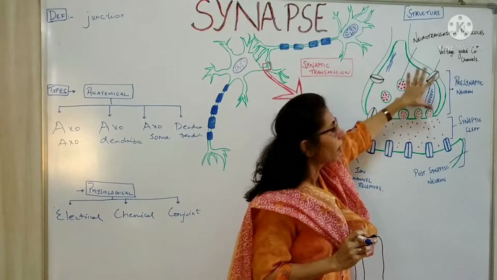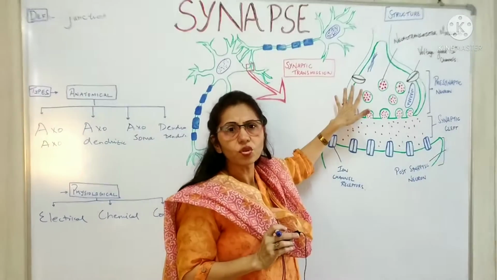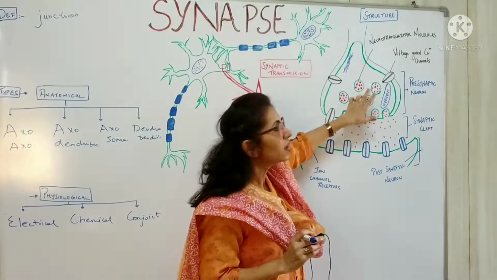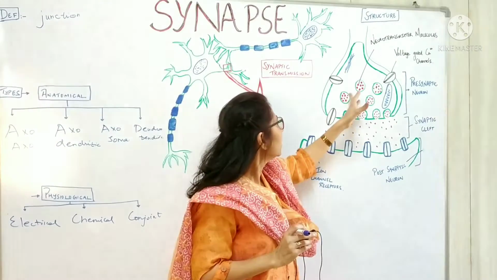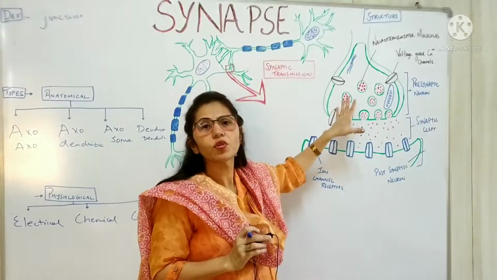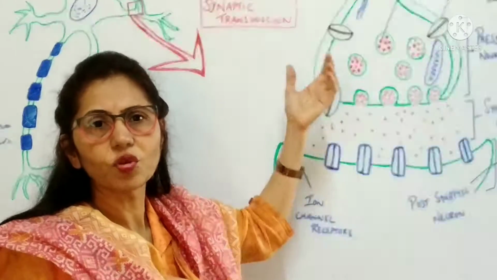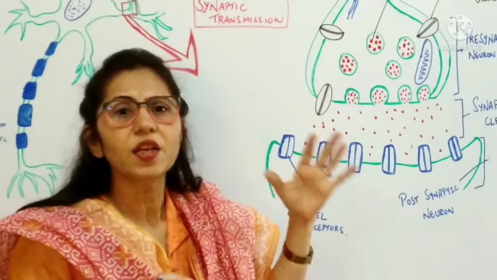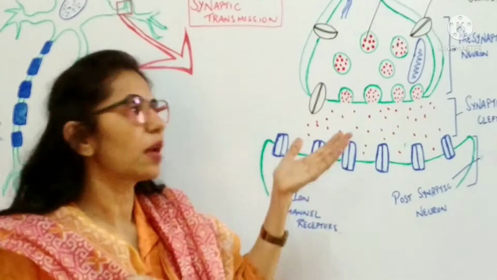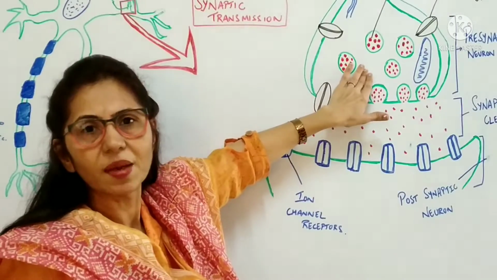Within this terminal button you have different types of vesicles. These vesicles store the neurotransmitter. Since this is going to be a chemical type of synapse, we have vesicles within the presynaptic terminal which contain neurotransmitters. The size and shape of these vesicles will be different depending upon the type of neurotransmitter stored within them. They could be small, large, sparsely dense, or greatly dense, depending on the transmitters. Various neurotransmitters can be acetylcholine, glutamate, GABA, glycine. There could be a variety of neurotransmitters present within the presynaptic bulb.